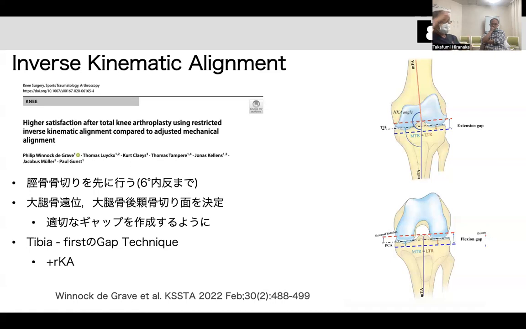But as the last solution, I don't want to release the MCL, but cut the posterior capsule vertically. The vertical cut makes space for the medial posterior condyle of the component. Interestingly, I will feel tight at the time of trial. As I showed yesterday, after the final implantation, the patient tends to extend the knee more. So don't worry about some tightness.